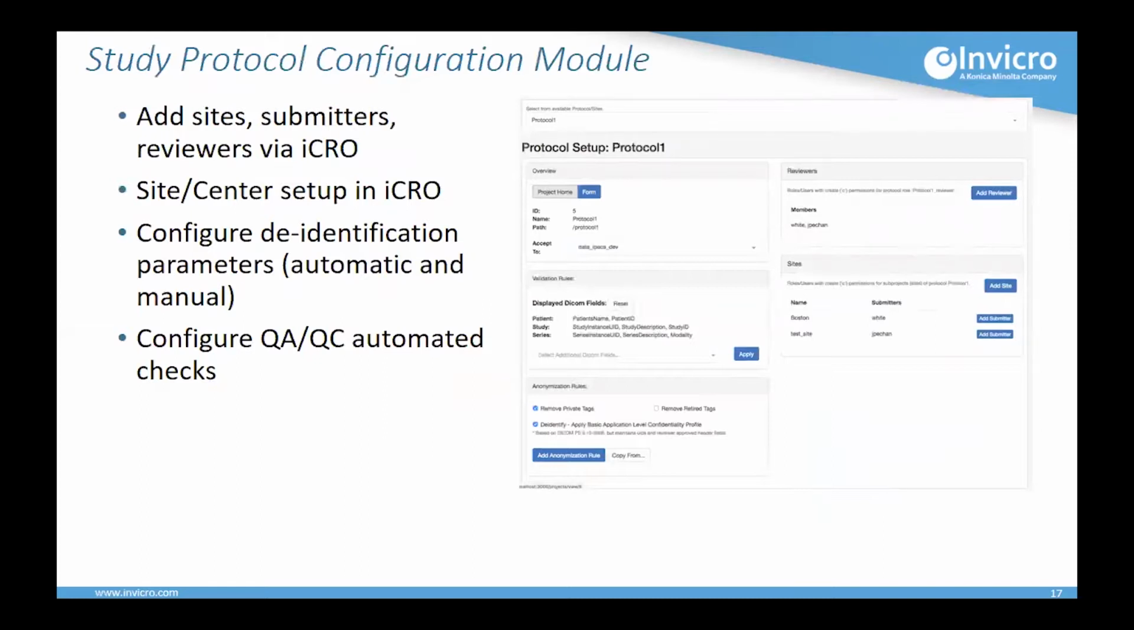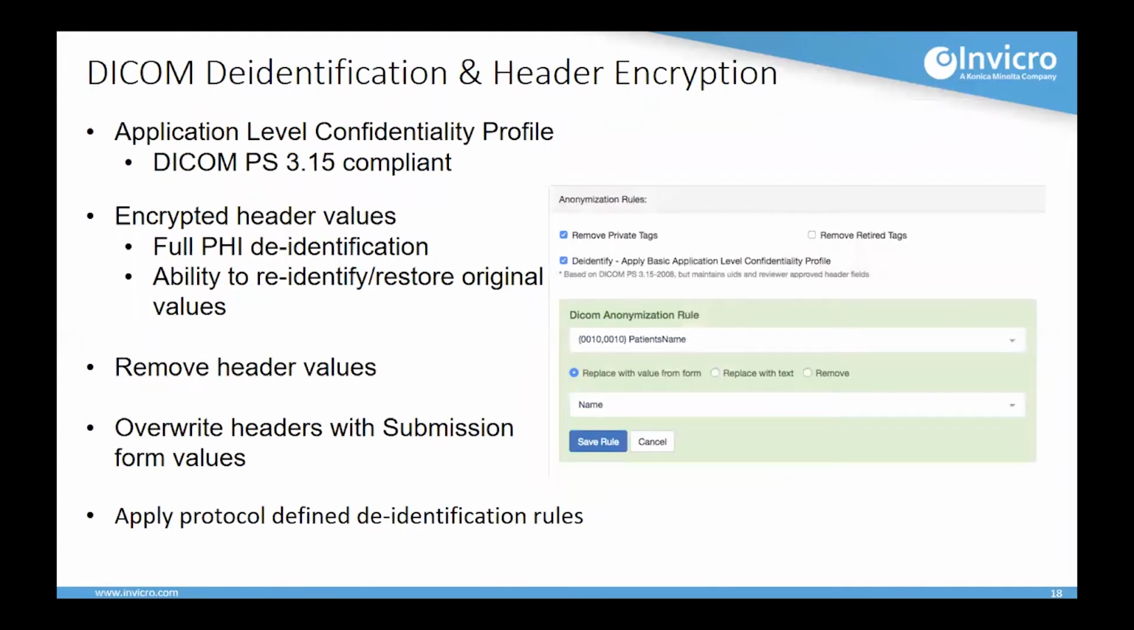So you set up full study protocols. It pulls in the sites and submitters from the sites center setup tool of the iCro. You can configure your de-identification, either set up automatic rules to do this or manual ones, and also configure the QA/QC checks that you want to have performed.